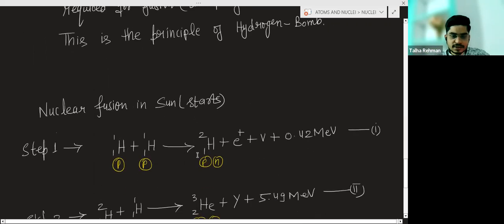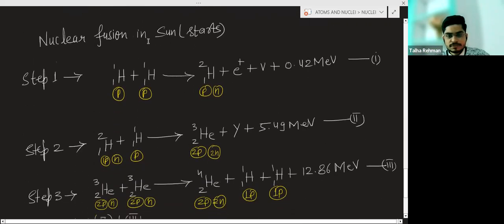After that, there are some nuclear fusion reactions written that happen in the sun or stars. Basically, here 1H1 and 1H1 are both combining. Each has one proton. Both are combining to form 1H2. Along with this, one positron, an antineutrino, and this much energy is released. This is the first step.